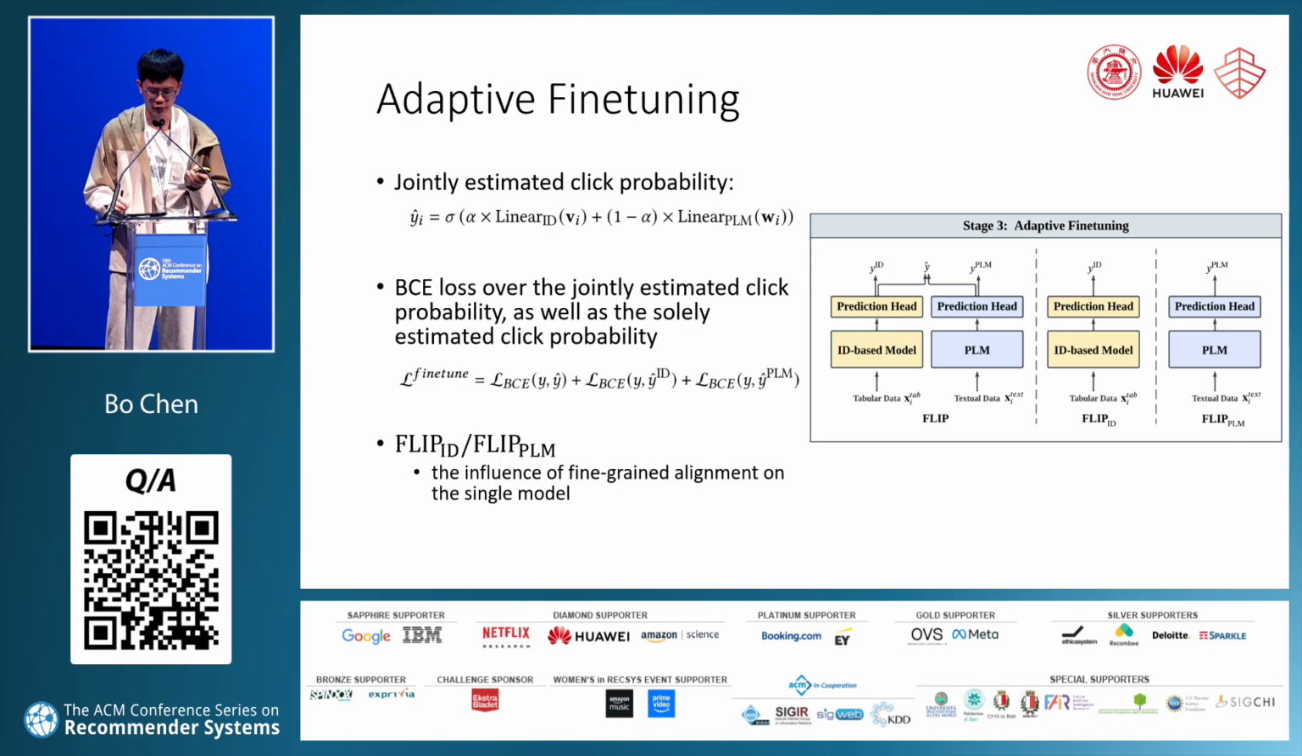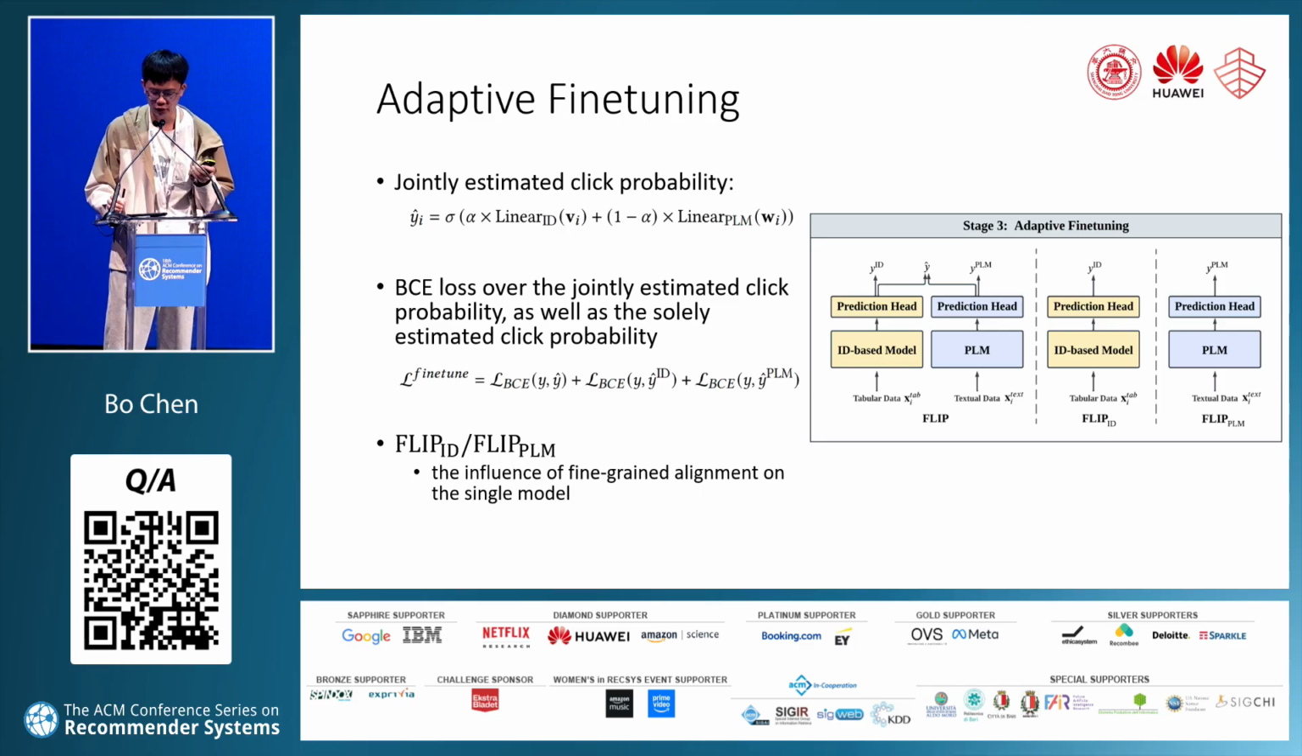And after the pre-training stage, the pre-trained language model and the ID-based models have learned fine-grained representations. Then in the fine-tuning stage, we fine-tune these models on the downstream CTR prediction task. And the estimated click probability is the weighted sum of the outputs from the two models. And we apply the binary cross-entropy loss here over the click label and the estimated click probability from each model.